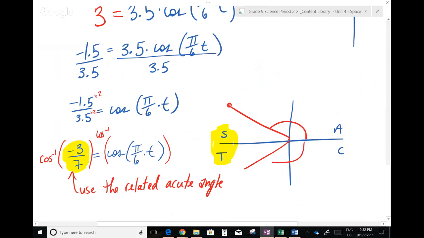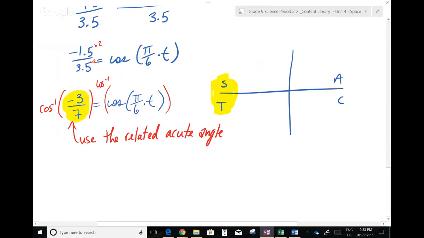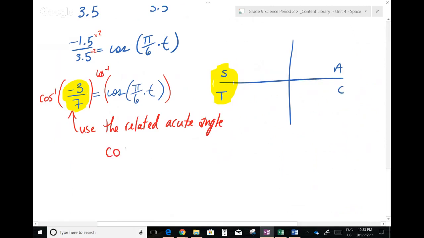I mean, it's not a big deal. You could just do it as 2 pi minus that. But as a rule of thumb, we usually use the related acute angle. I'm going to take the cos inverse of 3 over 7. I'm just going to use my calculator to do that. And this will not be an exact number. You can't get an exact number for this one because negative 3 over 7 or 3 over 7 is not one of your special triangles, unless I'm missing something. So we've just got to do that. And when we take the cos inverse of 3 over 7, we get 1.1279.